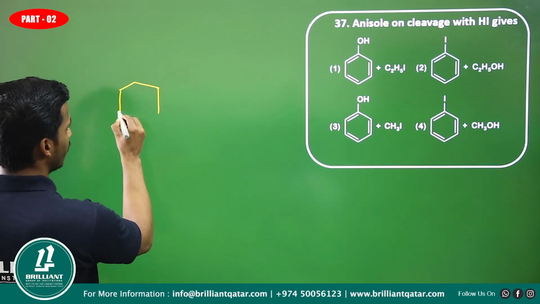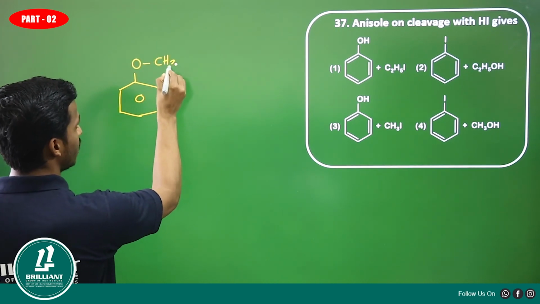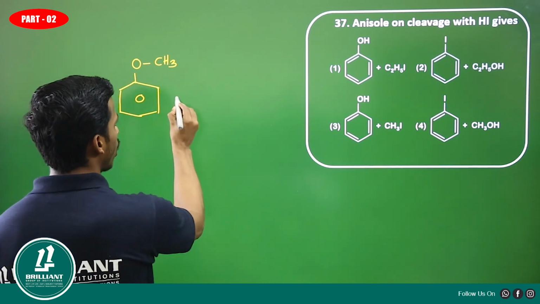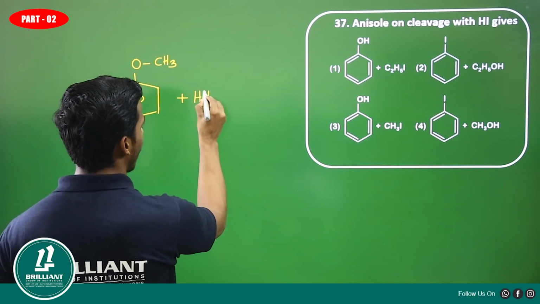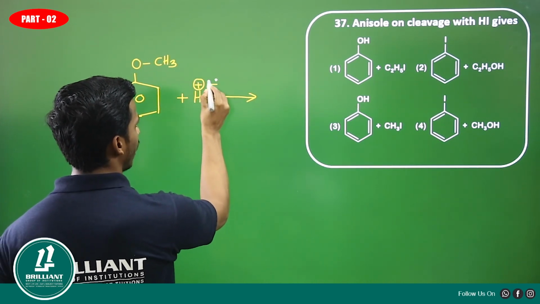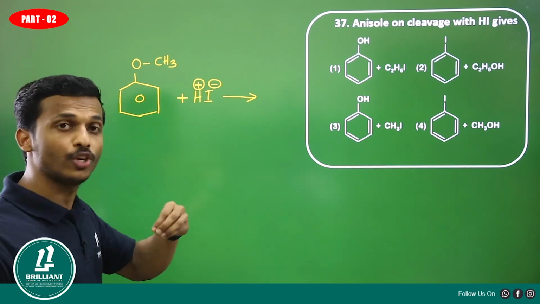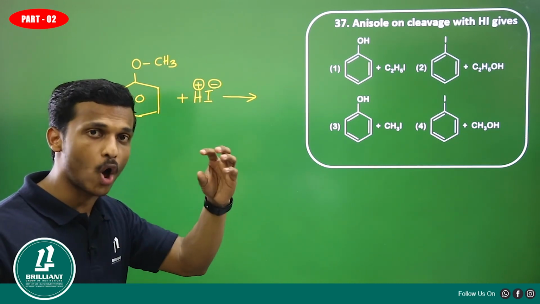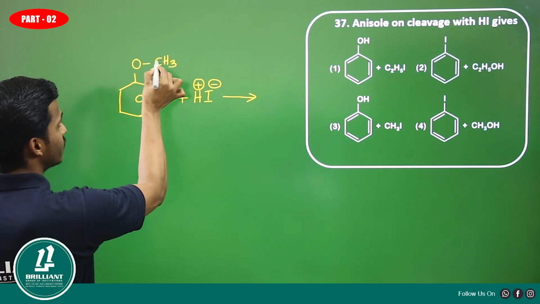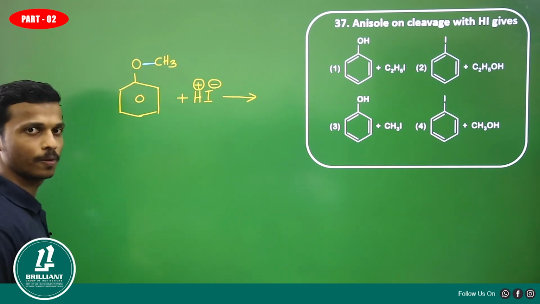You know, anisole is benzene with OCH3. Methoxybenzene is called anisole, right? Anisole, when it is treated with hydrogen iodide. Hydrogen iodide contains H plus ion and I minus ion. The question is, which bond are you going to break? Which carbon-oxygen bond are you going to break? Either you can break this CO bond, this one, or you can break this CO bond.